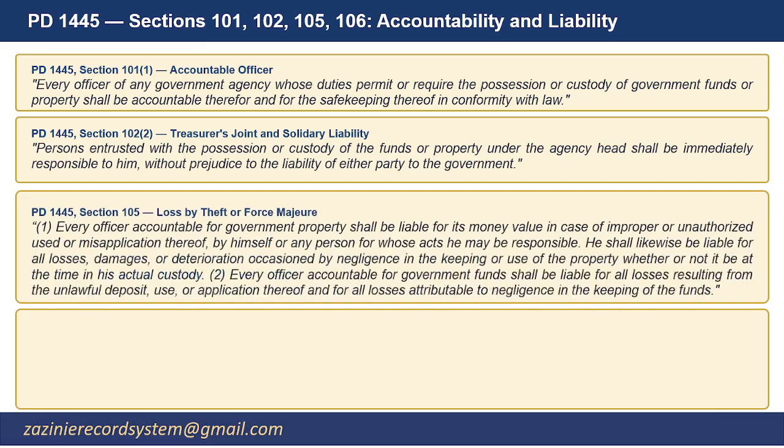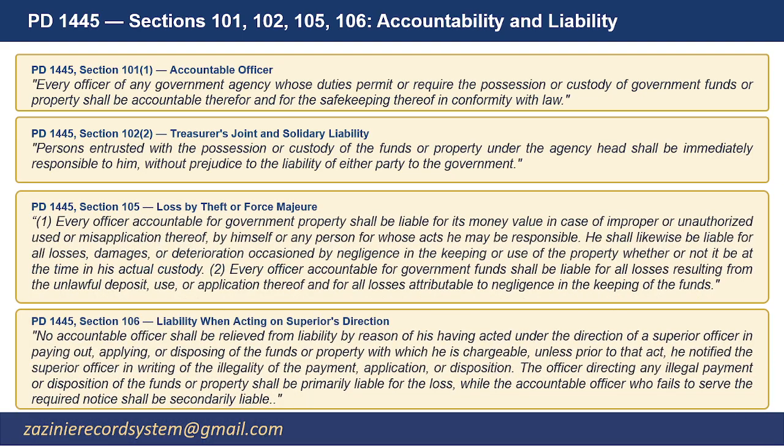Section 106 contains a rule that surprises many officers. No accountable officer is relieved from liability simply because they acted under a superior's direction, unless that officer notified the superior, in writing, of the illegality before carrying out the act. A verbal protest is not enough. Without a written protest made before the act, you remain secondarily liable, even if your mayor or treasurer gave the direct order. Protect yourself with paper, every single time.